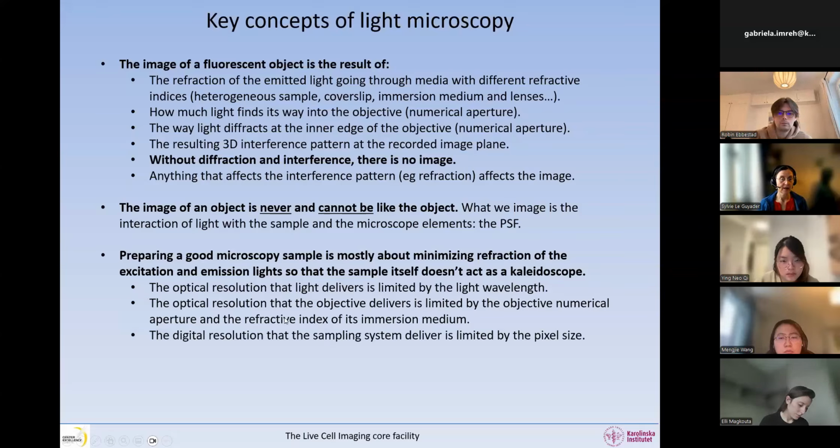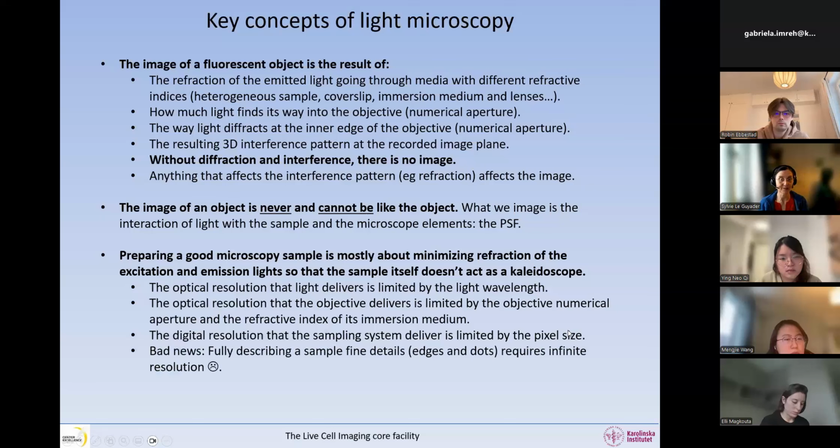And then we have an extra layer, which we will talk about not next week, but the week after, which is the digital resolution. And the digital resolution is the way we actually record the image. So that is the pixel size. So that also adds to our resolution in the image.